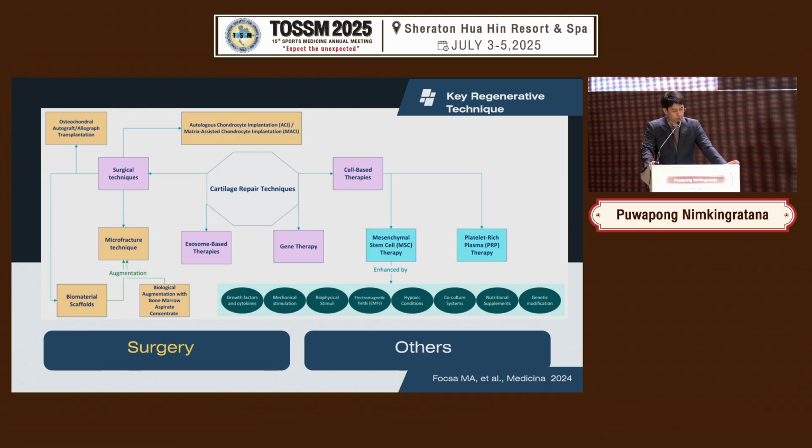When we talk about surgery, there would be several options, from microfractures using a scaffold to any kind of cell-based therapy. However, when we think about things apart from the surgery itself, exosomes, cell-based therapy, or even PRP or mesenchymal stem cells would be options. Apart from that, growth factors, mechanical stimulation, or even environmental modification would be options as well.